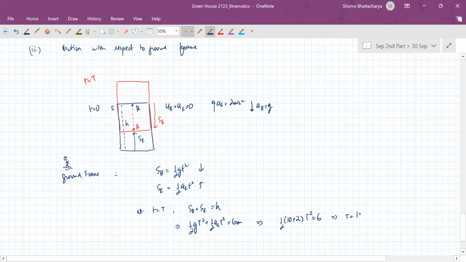Same thing, t is 1 second. This is obvious because we already calculated that. But now substituting this here, we can see that the displacement of the bolt is 5 meters downwards, and the displacement of the elevator is 1 meter upwards. So this becomes the answer.